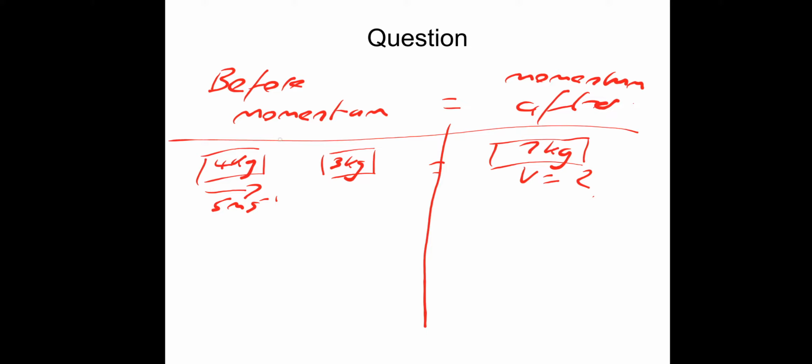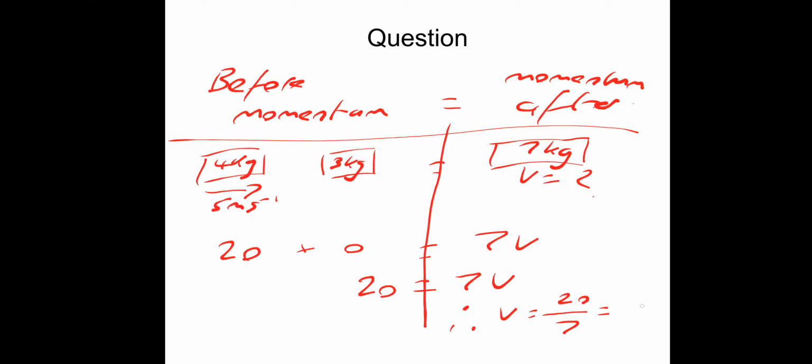So let's do the momentum of everything. The first wagon, 4 times 5 gives us 20. Plus 3, this one's not moving, so 3 times 0 is simply 0. And then we've got 7 lots of V. So essentially 20 equals 7V. Therefore, the velocity is simply 20 divided by 7, and 20 divided by 7 is 2.9 meters per second. So that's basically it. We just need to do some more examples and make sure that we can do these types of questions. So let's move on.